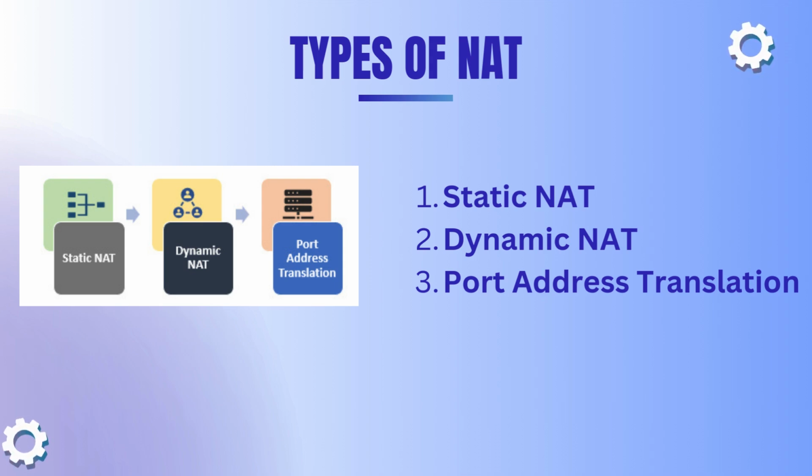On the other hand, port address translation maps multiple private IPs to a single public IP. It is also called NAT overload. It differentiates devices by using unique port numbers, and it is the most common type of NAT used in home and small office routers. So let's move on to the next part.